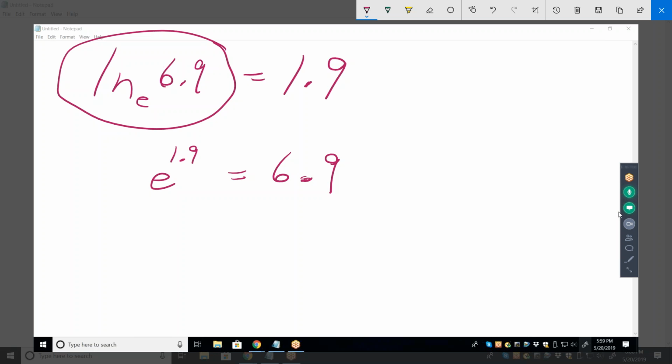Do they give you instructions? How many decimal places? 3 decimal places. All right, then 1.9 isn't good enough. You're going to need 4 figures. Yeah, 1.932. And that's not enough. What's the fourth one?